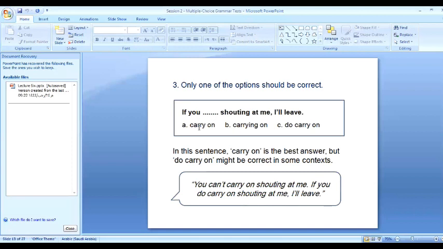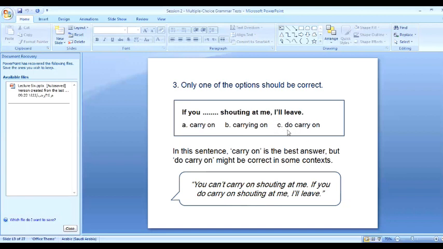If you carry on shouting at me, if you carrying on shouting at me, if you do carry on shouting at me. So in this sentence, carry on is the best answer, but do carry on might be correct in the same context. So you can carry on shouting at me. If you do carry on shouting at me, I will leave. So here, carry on is correct and do carry on also is correct.